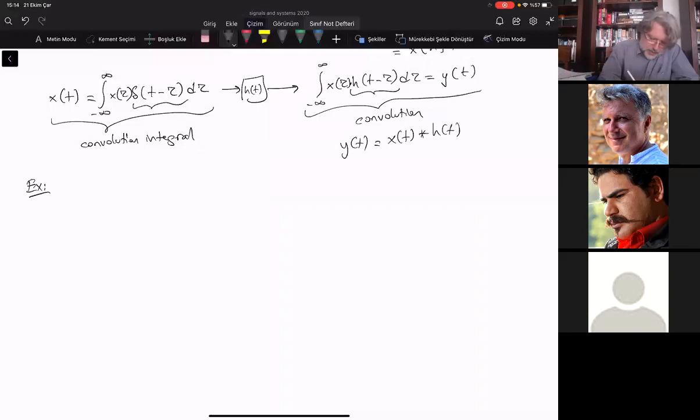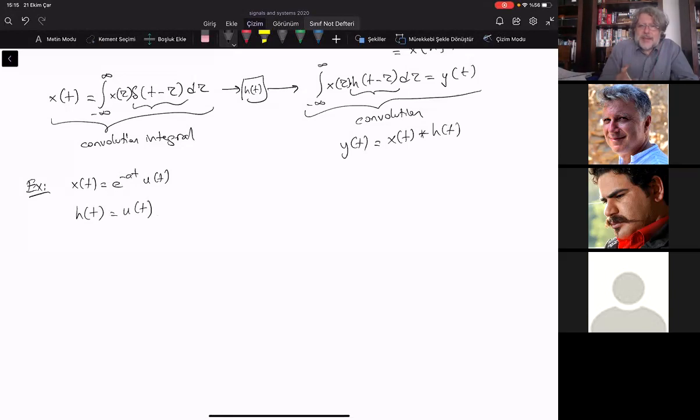And here x of t is equal to e to the minus a t u of t. Imagine what it looks like. Just visualize it in your eyes or in your brain, and I will also try to draw it. And this is the input, and we have a linear and time invariant system which has an impulse response h of t equal to u of t.